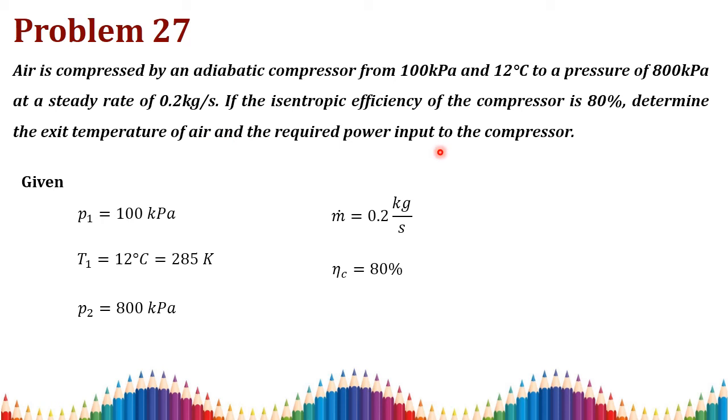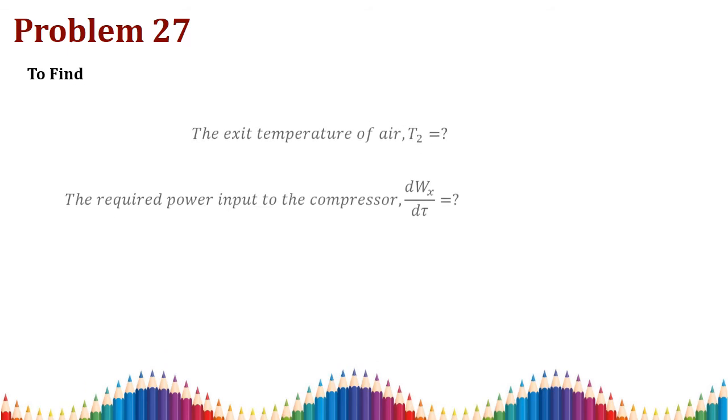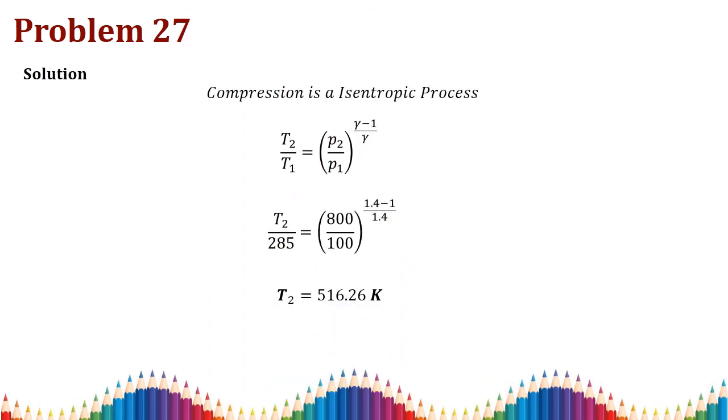Okay, so we need to find the power input to the compressor, that is dWx by d tau, and also the exit temperature of the air T2. Since it is a reversible adiabatic, that is an isentropic process, we can use the PVT relation, that is T2 by T1 is equal to P2 by P1 whole to the power of gamma minus 1 by gamma. Since for air the adiabatic index gamma is 1.4, we can take gamma equal to 1.4 in this case. The pressure values are also given, so substitute the values to get T2 is equal to 516.26 Kelvin. So this is your first question answer.